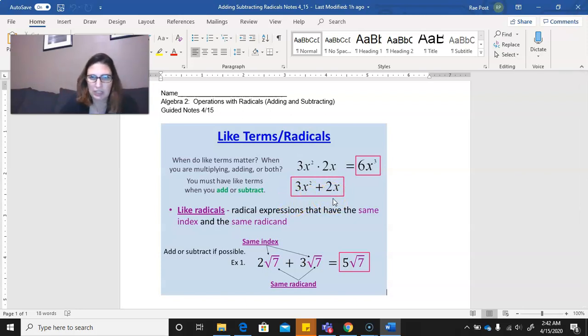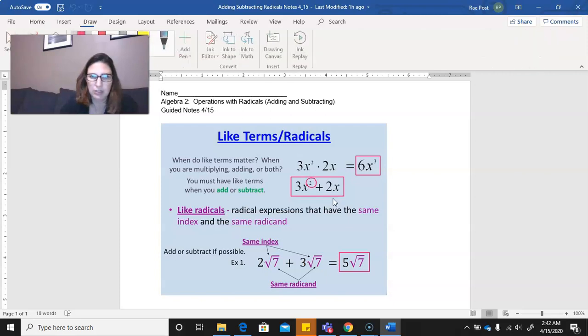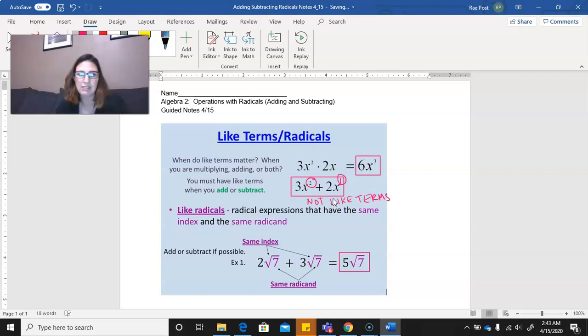So I'm going to make a note right here. Because you have the power 2, and technically this is a power 1, those are not like terms. Now, they both do have an x, but you have to have the same variable and the same power. We've gone over this before, so I'm not going over that right now, but you know those are not like terms. You cannot combine them together. You can multiply them, but you cannot add them together. And that's really the biggest difference.